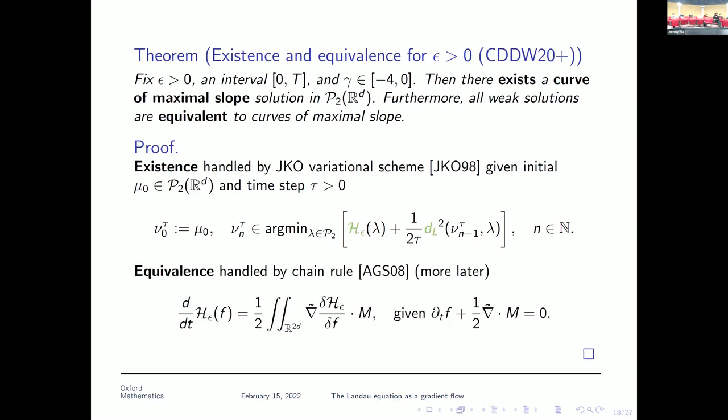So the equivalence of weak solutions to the regularized problem with these gradient flow solutions is highly, highly technical, and I'll discuss that a bit later. But the most important piece of the puzzle that we need is this chain rule, where if you take the time derivative of the regularized entropy, you get, it's called the chain rule because I've differentiated in the arguments to get the integral of the nabla tilde of the first variation dotted with m.